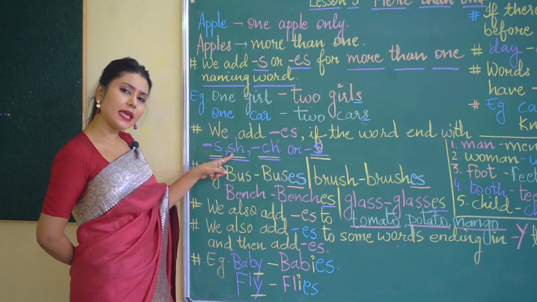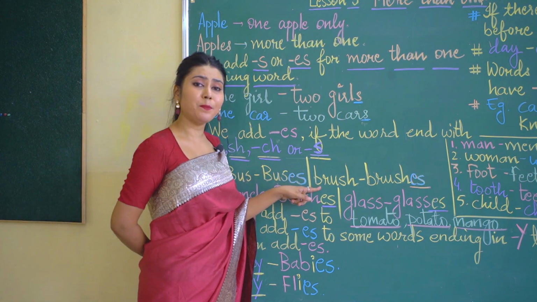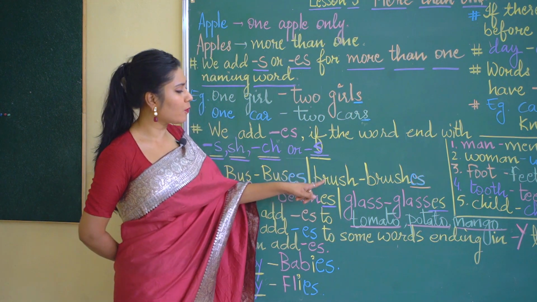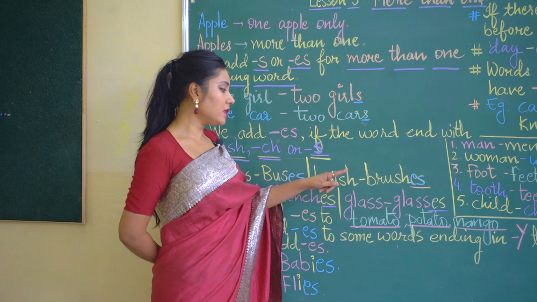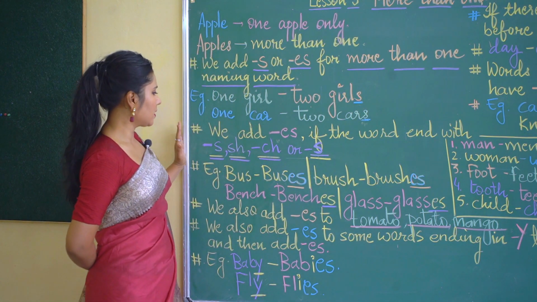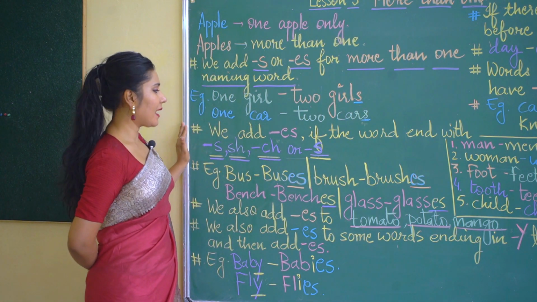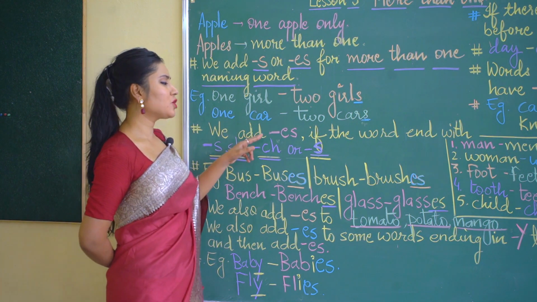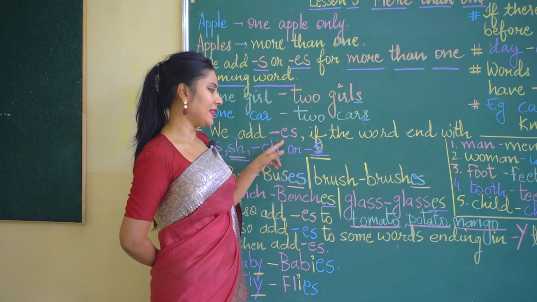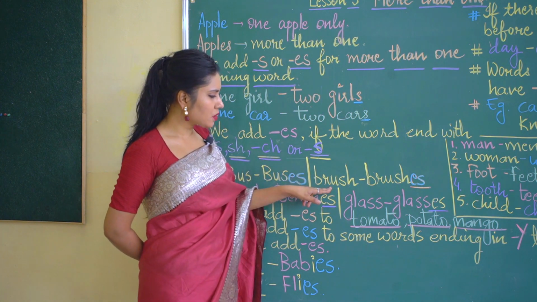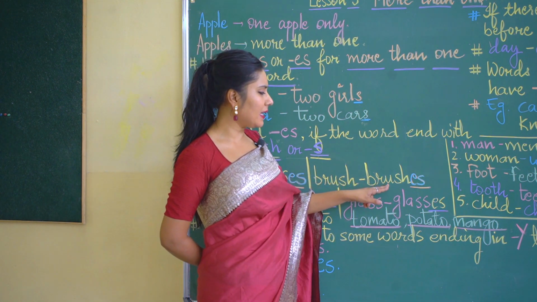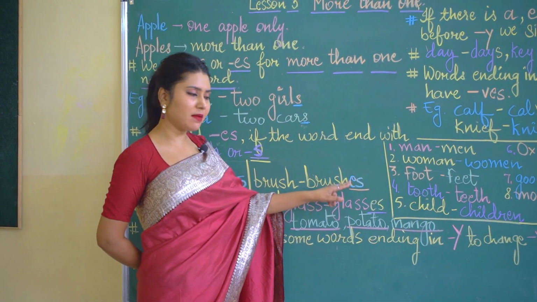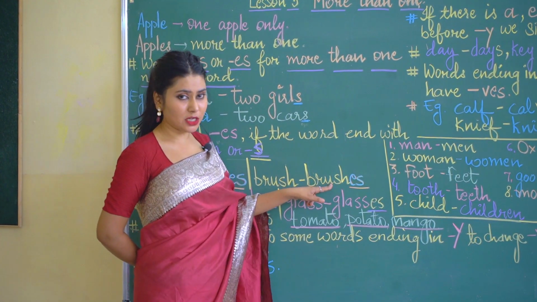We have again taken a naming word, children, that is brush. Brush is a name of a thing. It is ending with SH. Children, again we apply this rule where the naming word which is ending with SH has to be applied with ES at the end. So brush will have the same spelling, but it will end with ES. That's how it becomes brush and brushes.